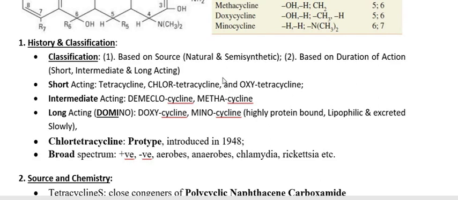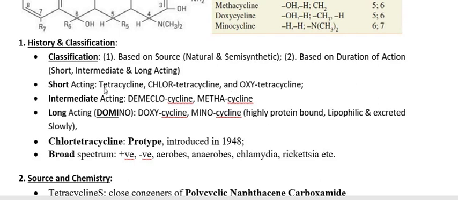Another way of classifying tetracyclines is based upon the duration of action. Based upon the duration of action, tetracyclines are divided into three types: short-acting, intermediate-acting, and long-acting tetracyclines. Three antibiotics come under the short-acting tetracyclines: tetracycline, chlortetracycline, and oxytetracycline. Now the question arises, how do we recall the short-acting ones?